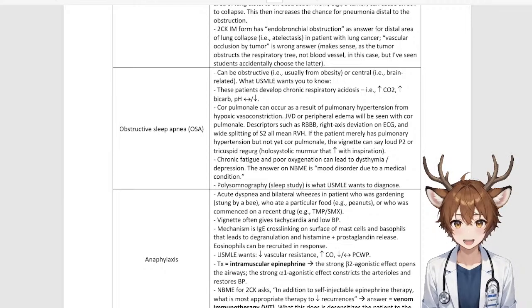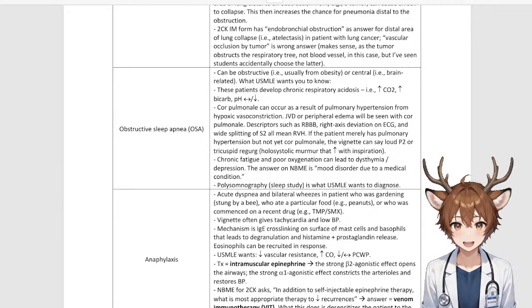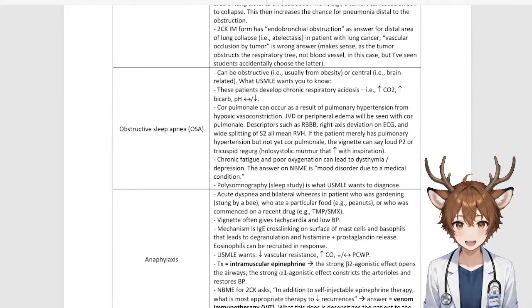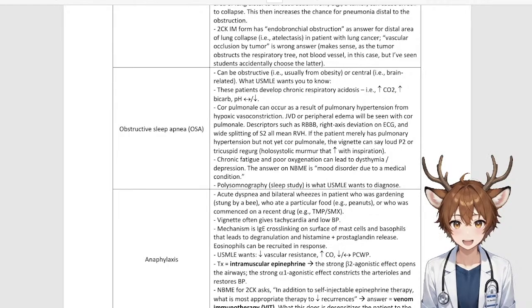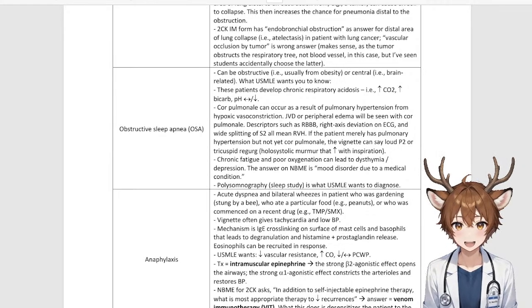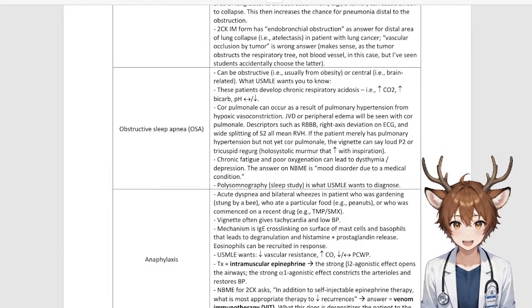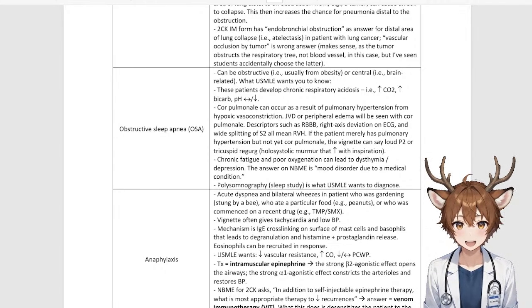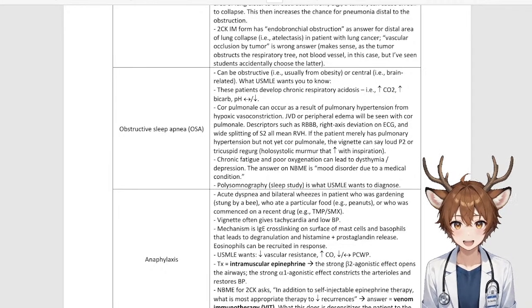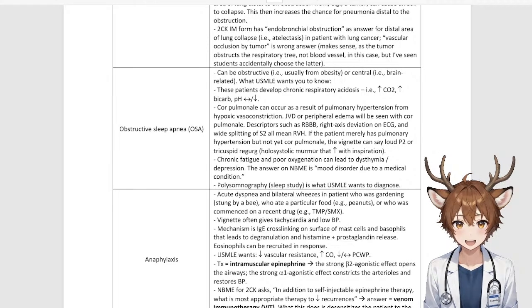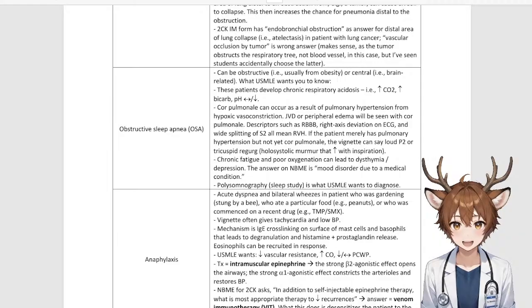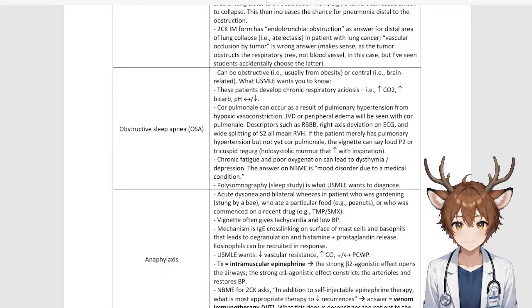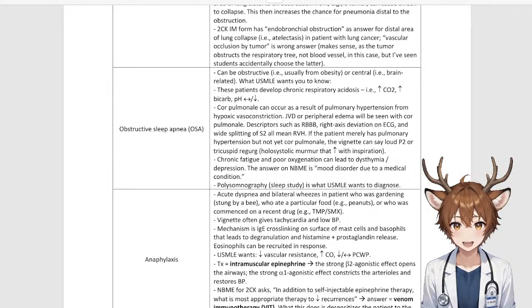Descriptors such as right bundle branch block, right axis deviation on EKG, and wide splitting of S2 all mean right ventricular hypertrophy. If the patient merely has pulmonary hypertension but not yet cor pulmonale, the vignette can say loud P2 or tricuspid regurgitation, a holosystolic murmur that increases with inspiration. Chronic fatigue and poor oxygenation can lead to dyspnea and depression. The answer on NBME is mood disorder due to a medical condition. Polysomnography, a sleep study, is what USMLE wants to diagnose.